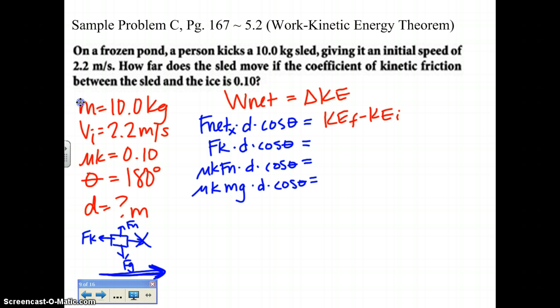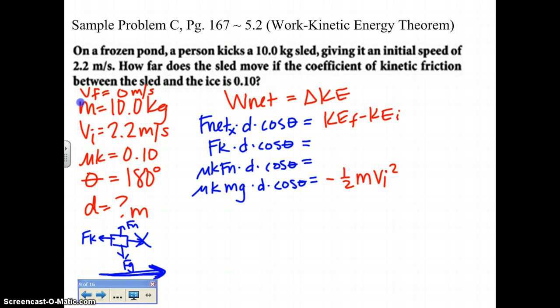Now KEF. Oh yeah, we need another given over here. It comes to rest eventually. It doesn't say that specifically in the problem, but guys, come on, there's friction in this system, and you just shoved it. You aren't continuously applying that force, so eventually it's going to come to rest. So VF equals 0 meters per second, which means KEF equals 0. So negative 1/2 m VI squared is on this side of the equation.